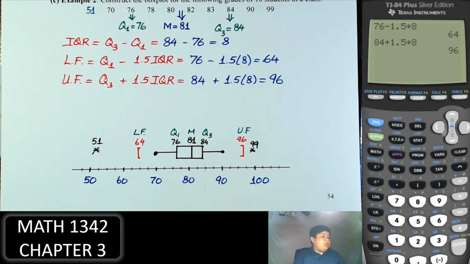Right. So that is called the box plot, or the box and whisker plot. Anyway, with that, we finish chapter 3.